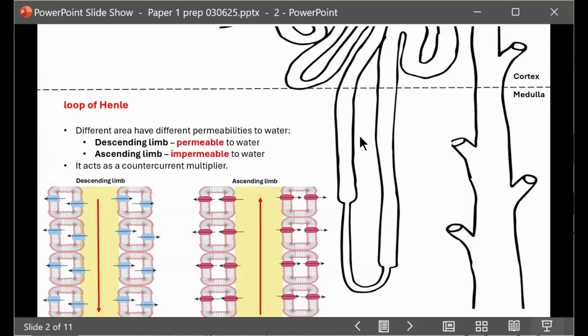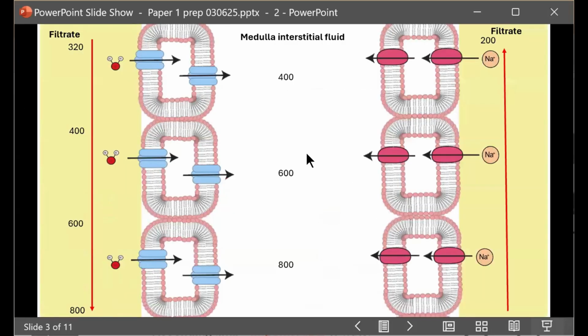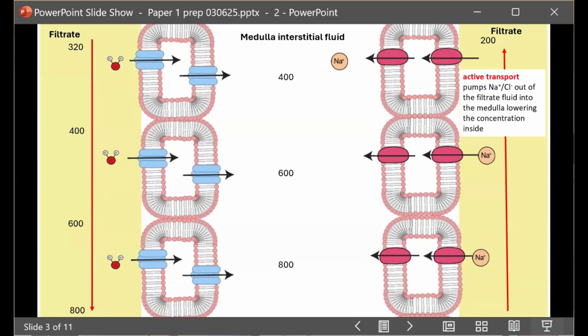What's really important is we have this countercurrent multiplier. And what that means is basically we always start at the ascending limb first rather than the descending limb. The reason we do that is because it's all about understanding that the sodium ions are going to be pumped out of the filtrate fluid into the medulla. So the medulla interstitial fluid is basically the tissue fluid surrounding each of these loops of Henle, the fluid within the medulla region of the kidney.